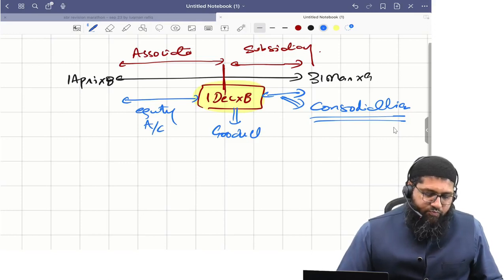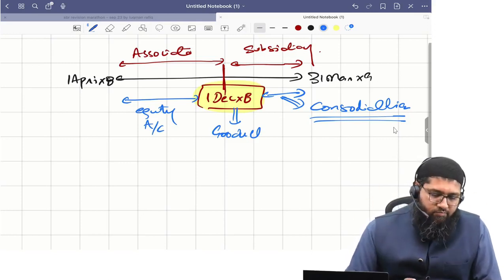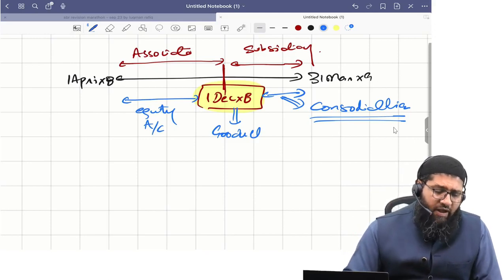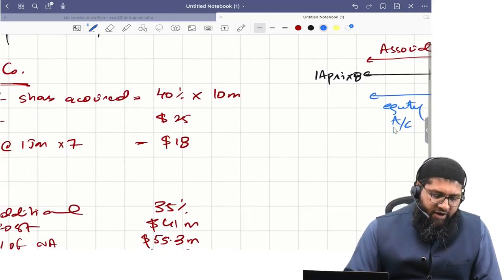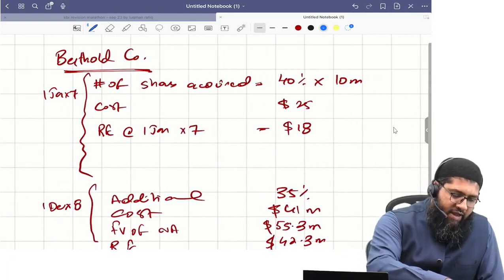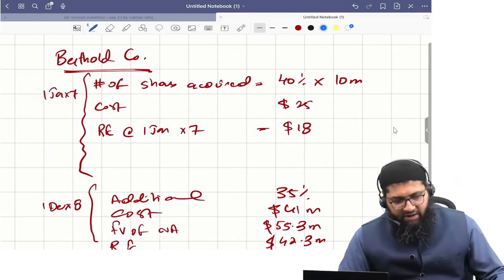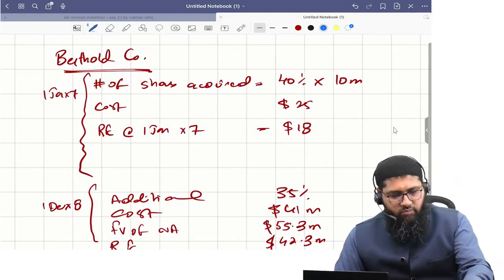So this is in general what you have to do. Now let's start discussing and looking at how exactly we are going to do the accounting. Every single thing that's relevant, we are going to discuss now.